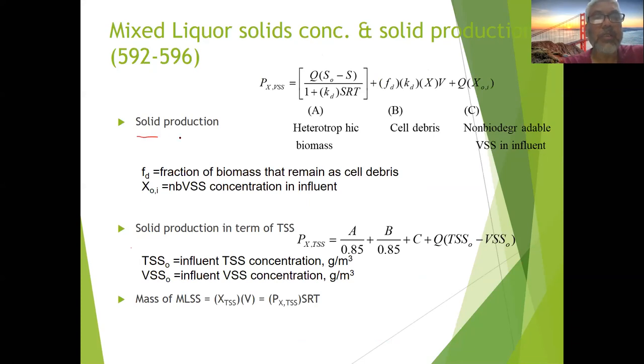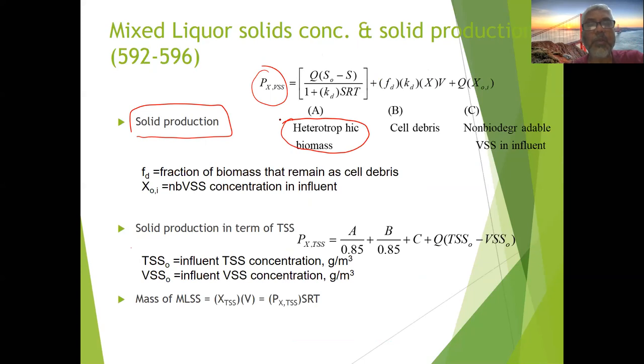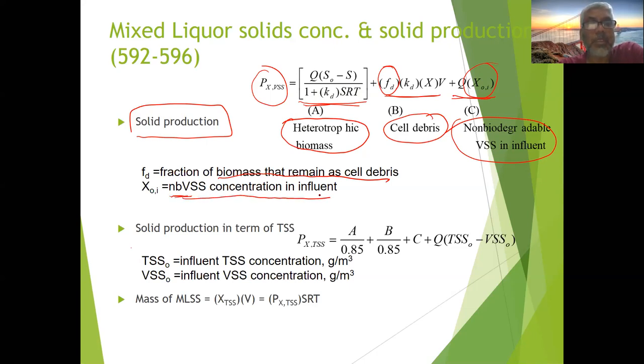So for solid production, we can also write solid production in terms of VSS. We can write three terms. Solid production will be because of the growth of heterotrophic biomass, the cell debris, and the non-biodegradable VSS in the effluent. We can write this term for heterotrophic, this term for cell debris, and this term for non-biodegradable volatile suspended solid. And FD is the fraction of biomass that remains as cell debris. And X naught I is the non-biodegradable volatile suspended solid concentration in the effluent.